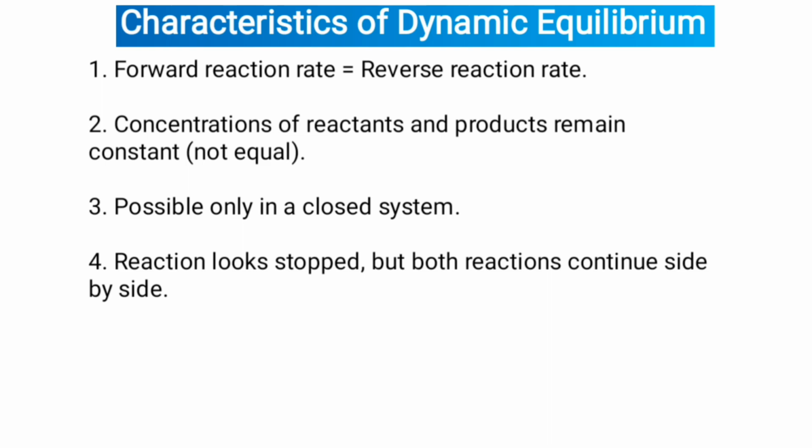Now, characteristics of dynamic equilibrium. The first characteristic is that the forward reaction rate is equal to the reverse reaction rate. The second one is that the concentrations of reactants and products remain constant, meaning not equal but constant. Third, it is possible only in a closed system. And the fourth one is that the reaction looks stopped, but both reactions continue side by side.